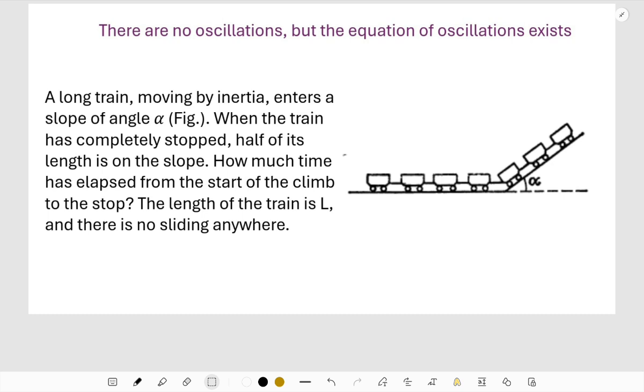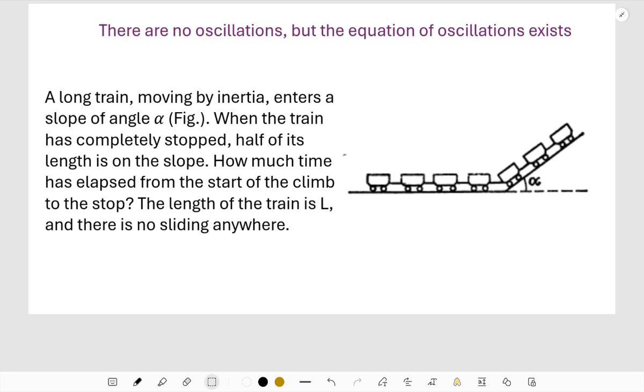The problem is a long train moving by inertia. That means its engine is shut down, and it is moving simply by inertia. It will have some velocity and it will slow down eventually. So a long train moving by inertia enters a slope of angle alpha. You can see in the picture. When the train has completely stopped, half of its length is on the slope. How much time has elapsed from the start of the climb?